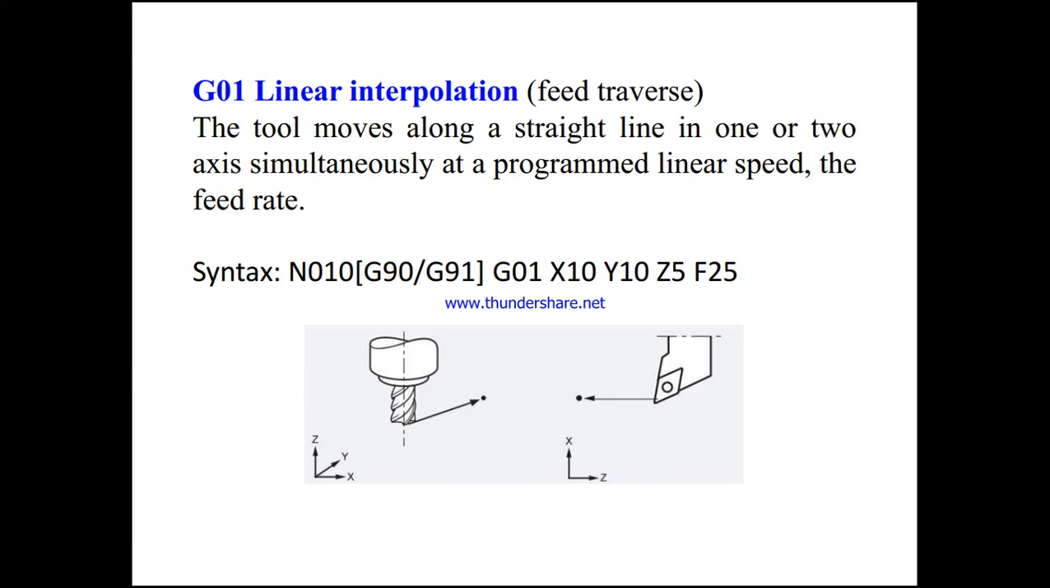G01 interpolation feed rate, that is the tool moves along a straight line in 1 or 2 axes simultaneously at a programmed linear speed. So the feed rate is given by F25, feed rate for this. Like this we have to give the linear interpolation.